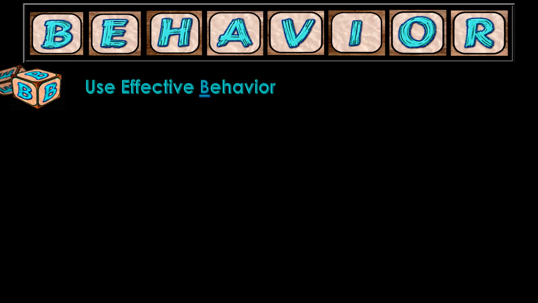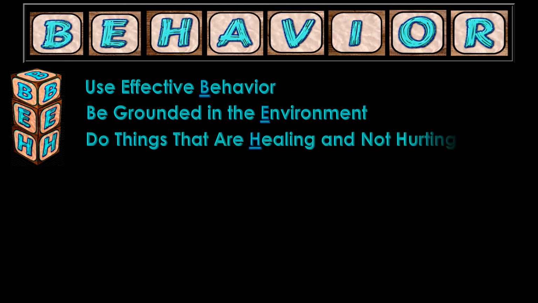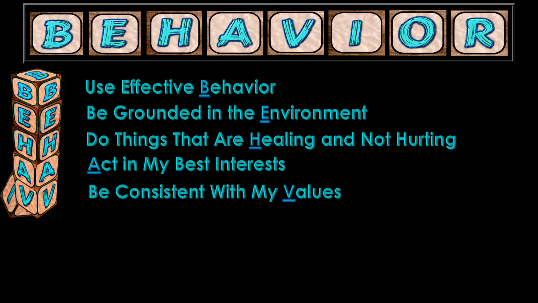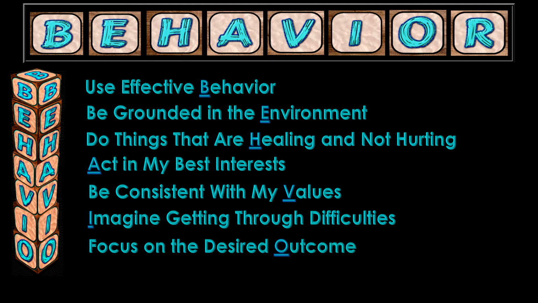Now let's take a look at what each individual letter stands for. B is to use effective behavior. E, be grounded in the environment. H, do things that are healing and not hurting. A, act in my best interests. V, be consistent with my values. I, imagine getting through difficulties. O, focus on the desired outcome. And R, reinforce my success.